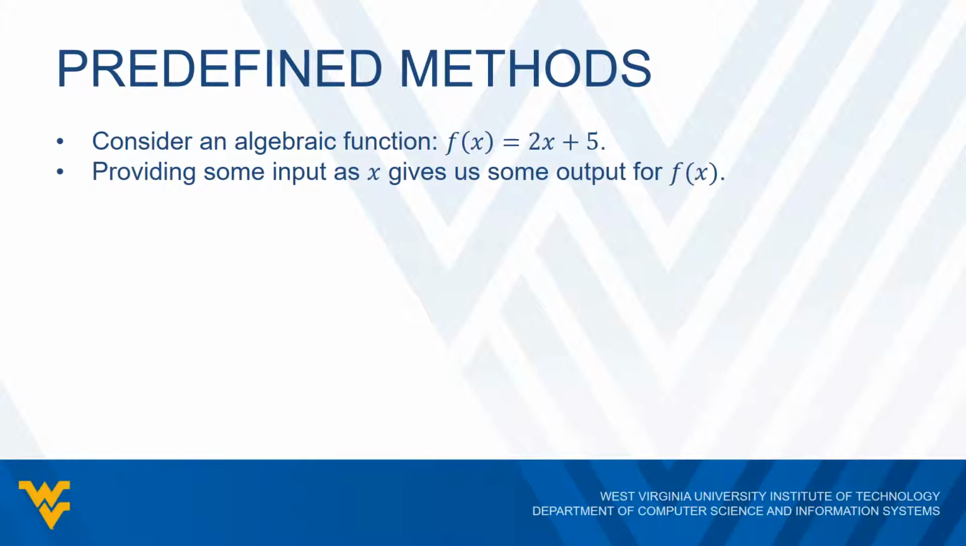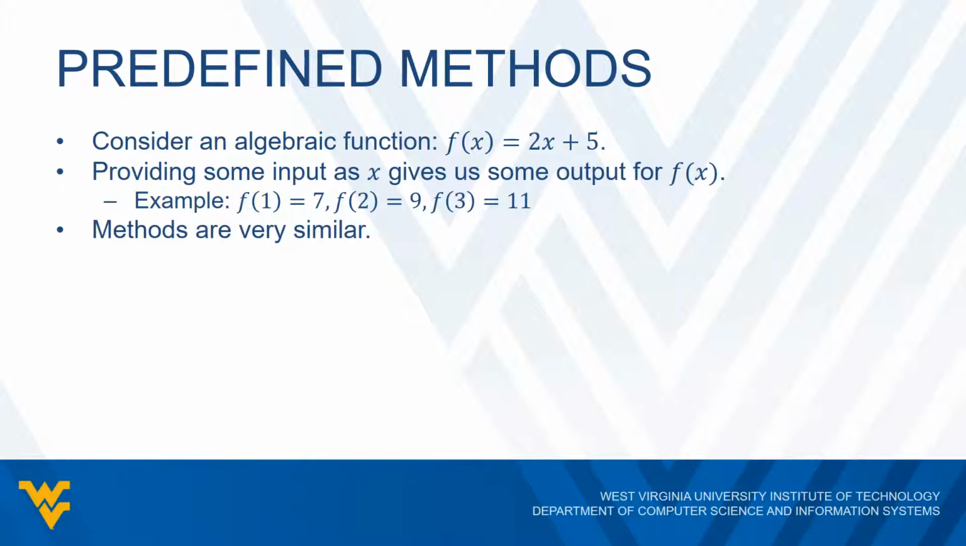So if we have some input x, we're going to get an output for f of x. Just to give a couple of examples, f of 1 is going to be 7 because 2 times 1 is 2, plus 5 is 7. f of 2 is going to be 9, and f of 3 is going to be 11. Well, methods are very similar to algebraic functions.